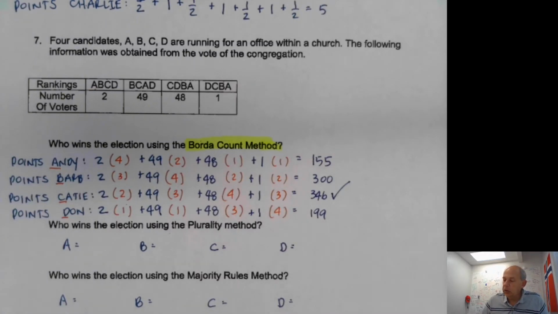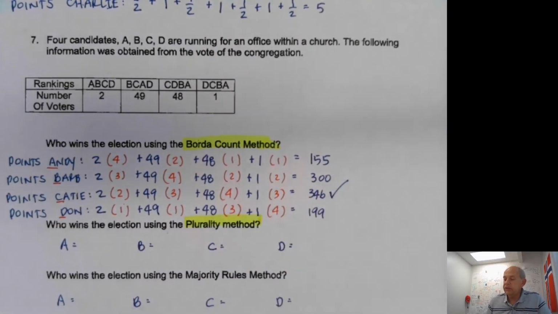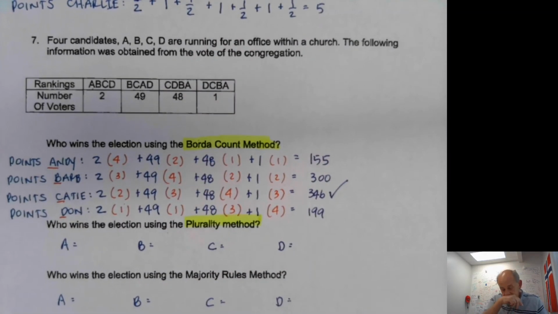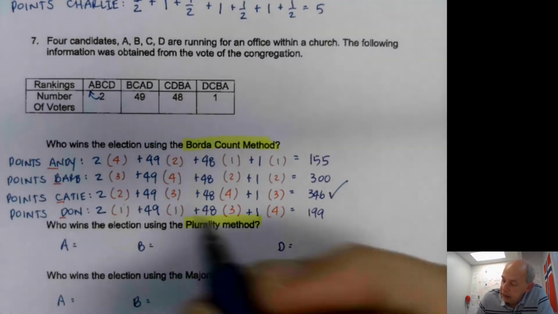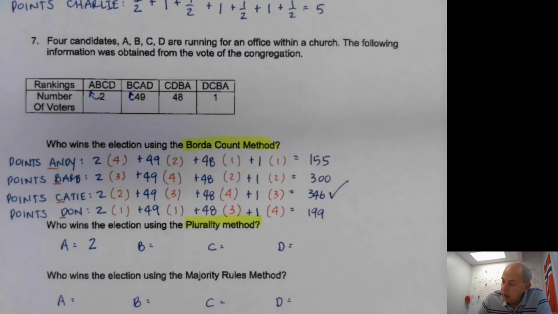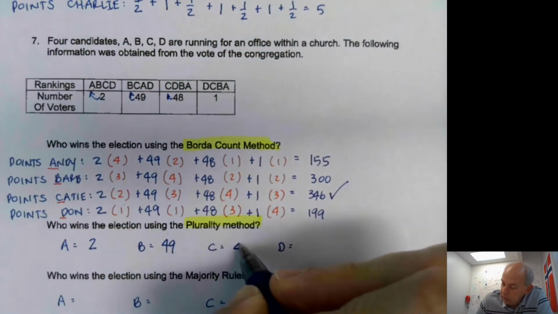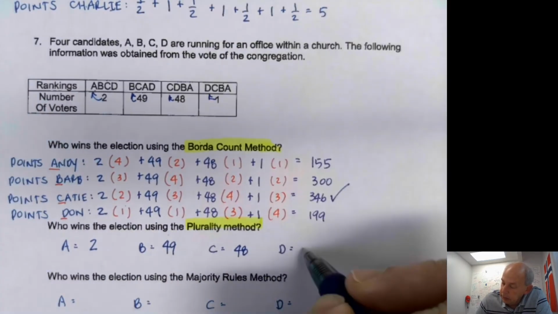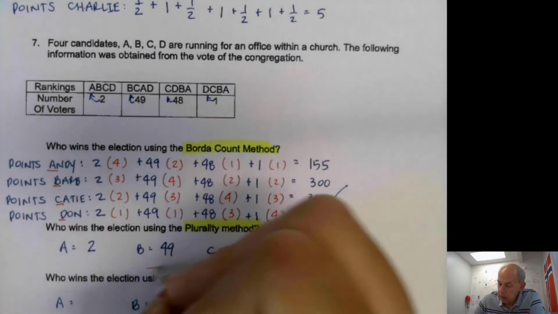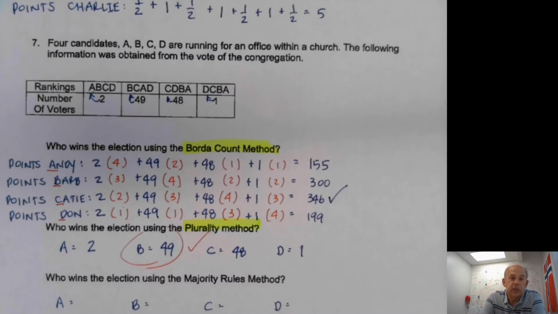Now, let's take a look at the plurality method. Whoever gets the most first place votes wins. It doesn't have to be a majority. Whoever gets the most first place votes is the winner. Andy gets 2 first place votes. Barb, 49. Katie, 48. Don, 1. Barb wins with 49 first place votes. So Katie won the Borda count, Barb wins the plurality.